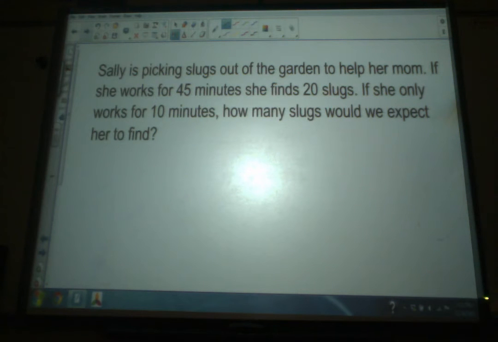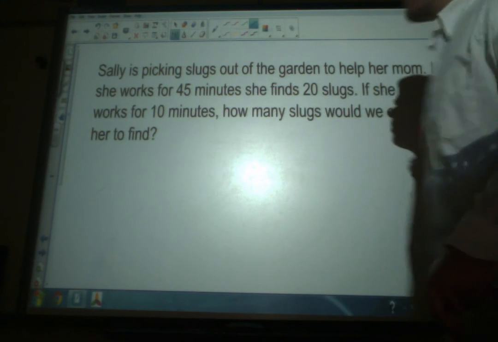Sally's picking up slugs out of the garden to help her mom, because you know slugs are just terrible for gardens, as we all know. If she works for 45 minutes, she finds 20 slugs. If she only works for 10 minutes, how many slugs would we expect her to find? Okay, it's all about setting up the proportion.